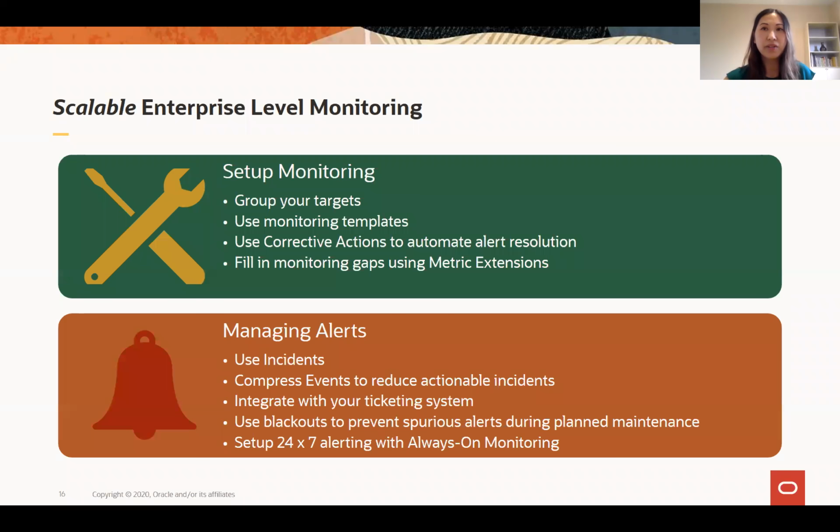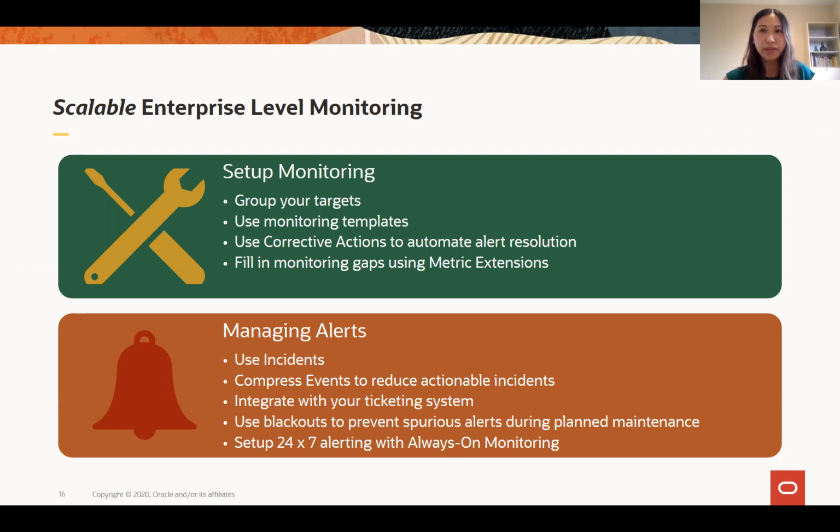So enterprise-level monitoring can be split into 2 parts. The first part is setting up your targets into groups based on department or line of business so that the right monitoring settings can be applied to those targets. You should also leverage corrective actions to automatically resolve the issues causing the alerts, and use metric extensions to fill in whatever monitoring gaps there are.